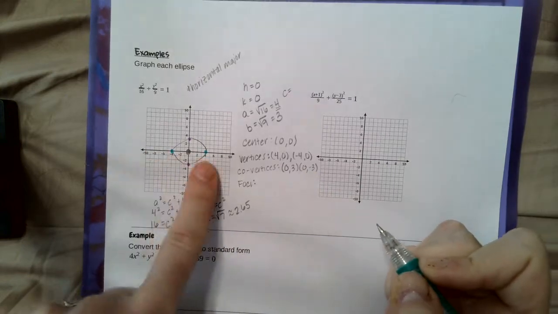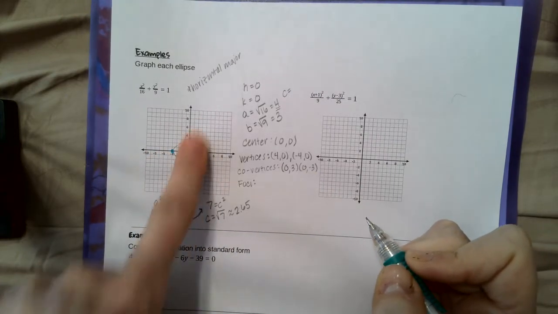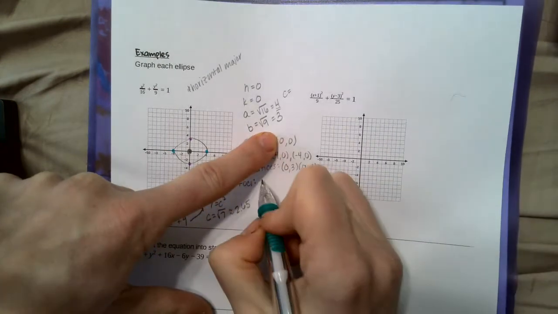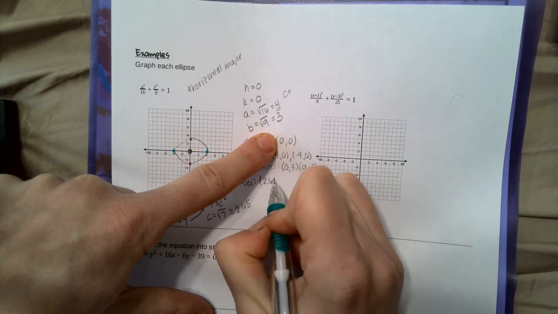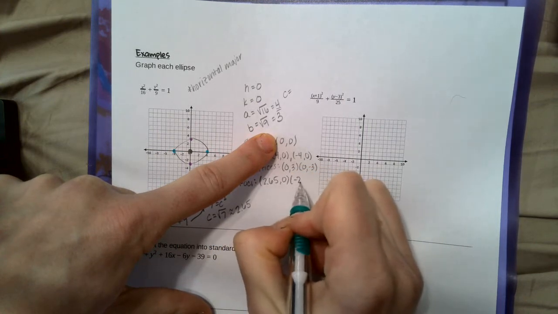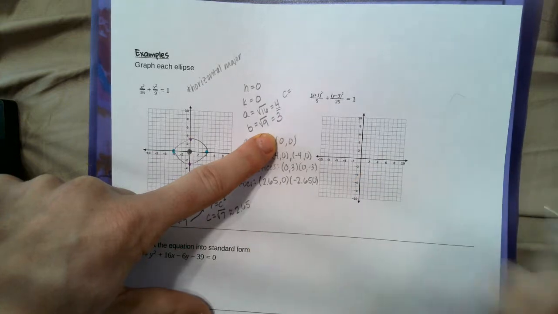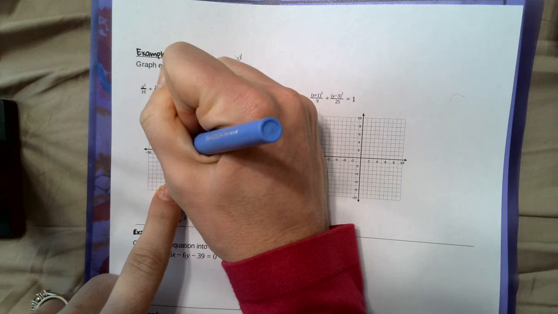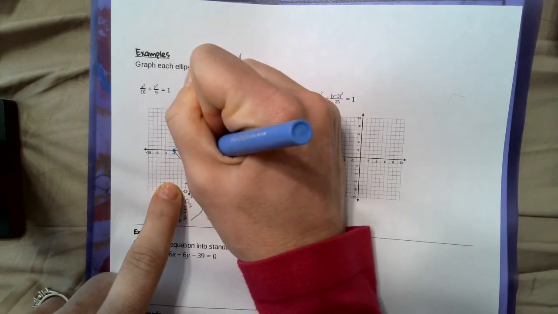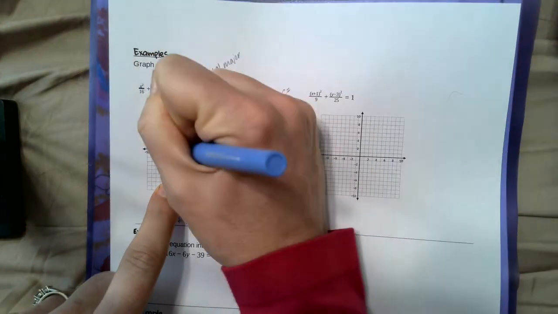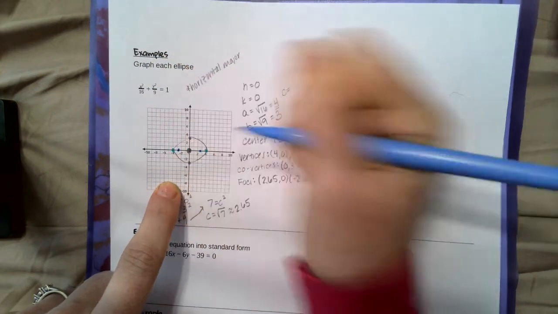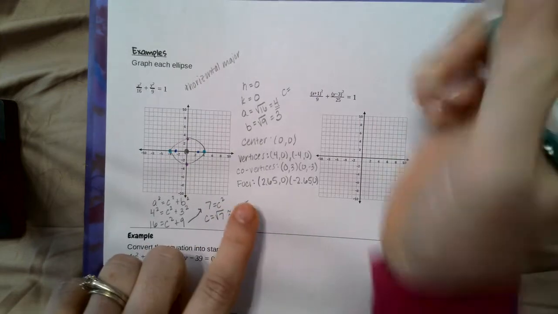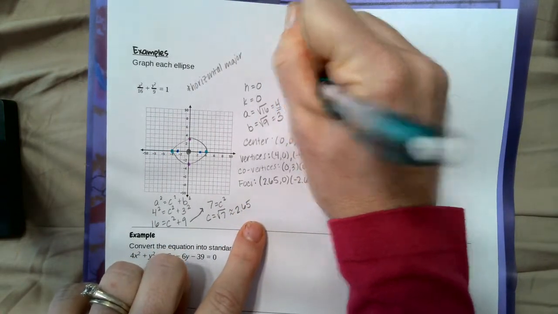Now, your foci have to be in the same parts as your vertices, not your co-vertices. So it's going to be changing my x values, and I'm going to go to 2.65, 0 and -2.65, 0. So my foci are going to be at 2.65, which is here, and negative 2.65 and positive 2.65. And there's my ellipse. Okay, my C is at 2.65.